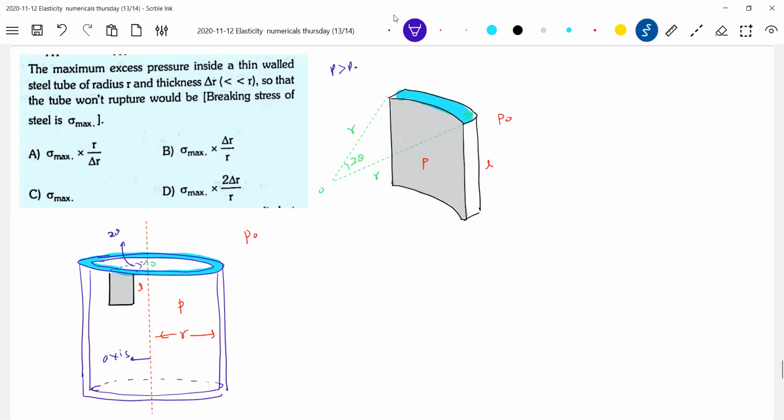It will try to expand this particular tube. So if P is greater than P naught, then this tube should keep on expanding, no? But what happens? We know that at one point equilibrium is reached where no further expansion will occur.